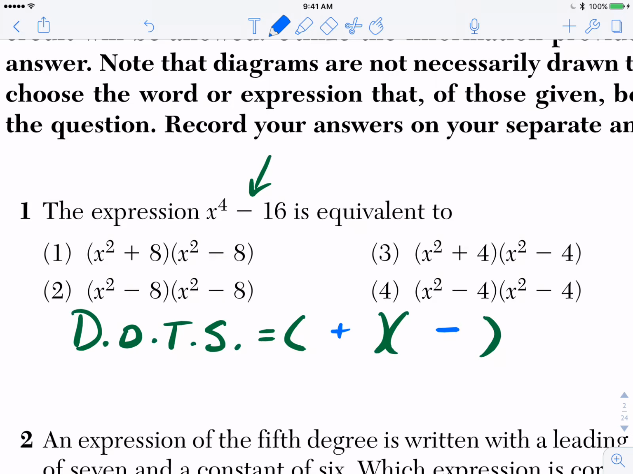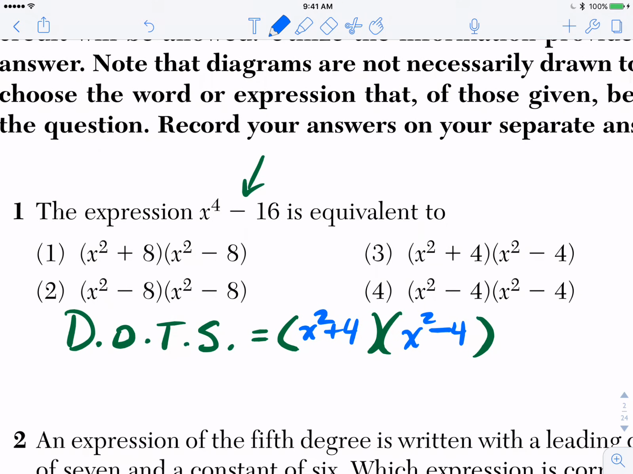In other words, what times itself is x to the 4th? It would be x squared and x squared. Again, cutting that in half. 4 happens to be a perfect square here, but any even number will work. And then with 16, what times itself is 16? Or what's the square root of 16? It's simply 4. So of the 4 choices up there, we're looking for choice 3 as our answer.